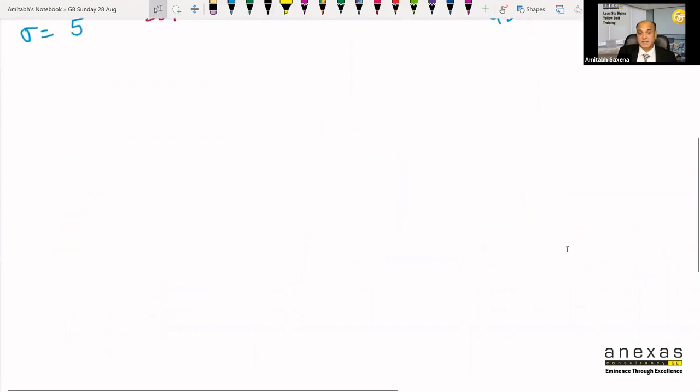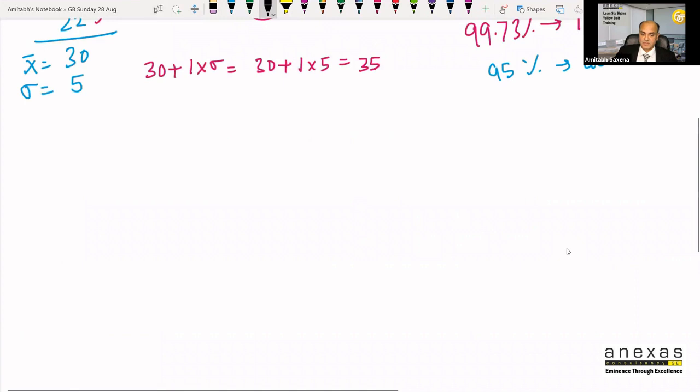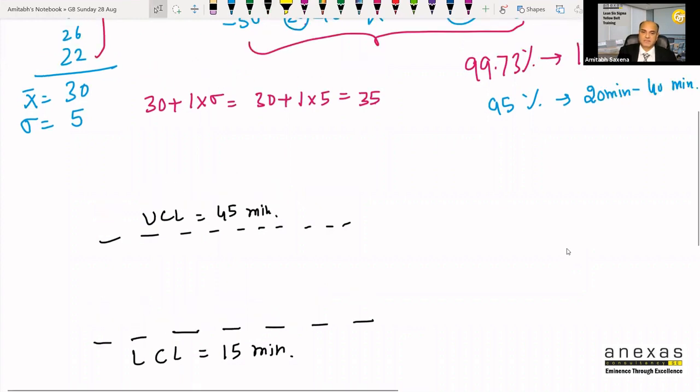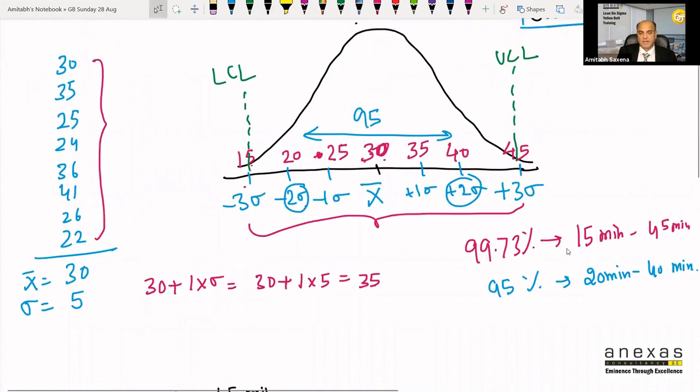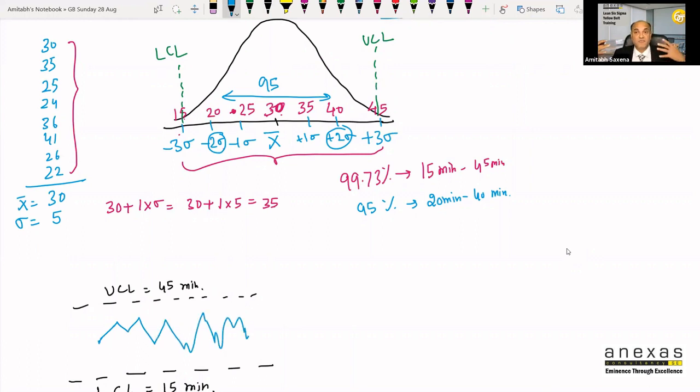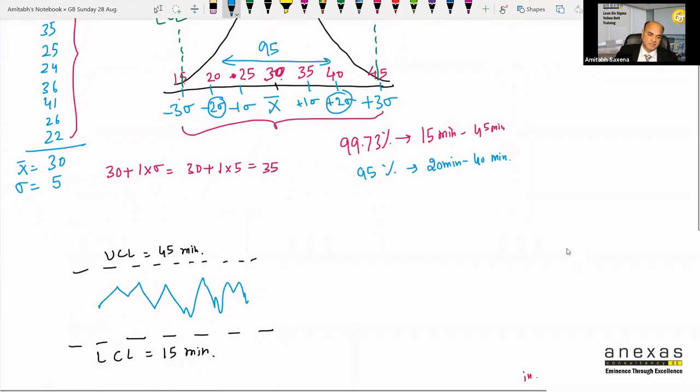Now in JCI, they generally tell you that you have to make control charts of your critical processes. So lower control limit is 15 minutes and upper control limit is 45 minutes. This is how the process is today. So for a patient going to this hospital, if I keep collecting the data, it will keep varying like this. So this is the voice of process. We call it the voice of process.